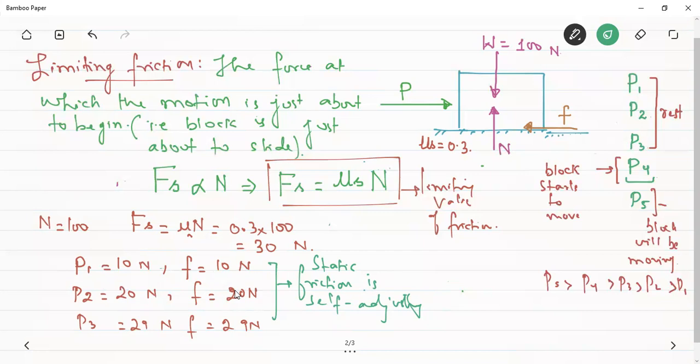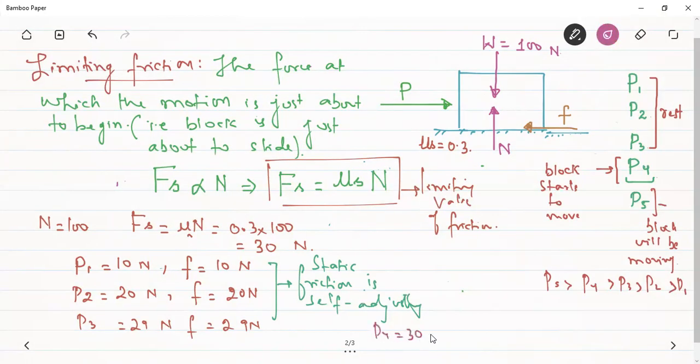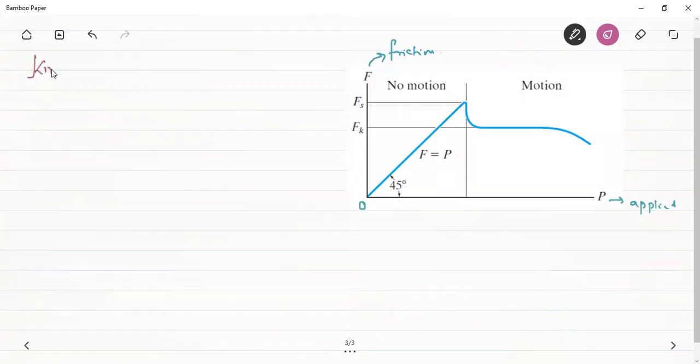There is a limiting value of the friction, and after that the block will start to move. Suppose in this case the limiting value is 30. Therefore, if P4 was 30, the friction force again will be equal to 30, but the block will be just about to slide. Now if we apply a force beyond 30, that is 31 Newton, 32 Newton, 33 Newton, the block will be sliding, and the friction in that case will be the kinetic friction.